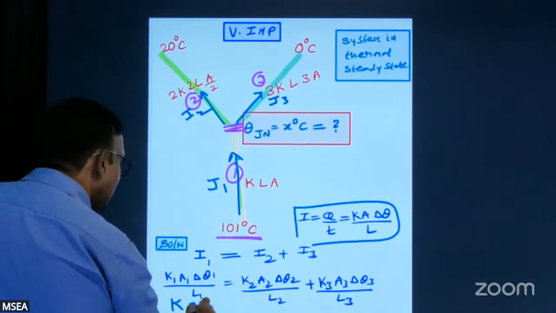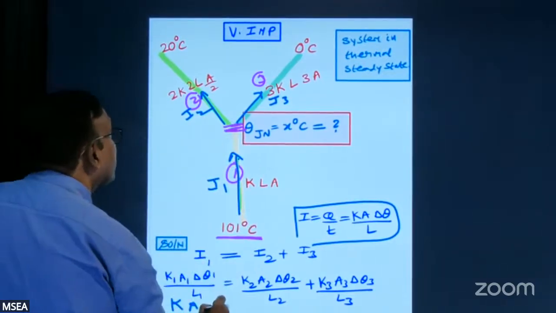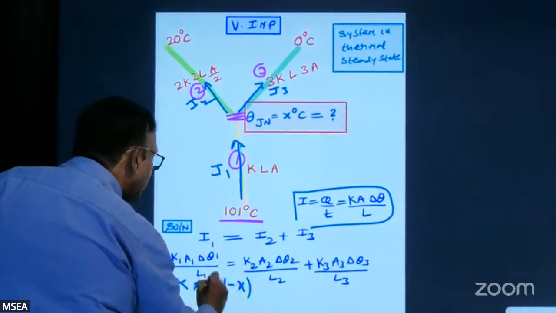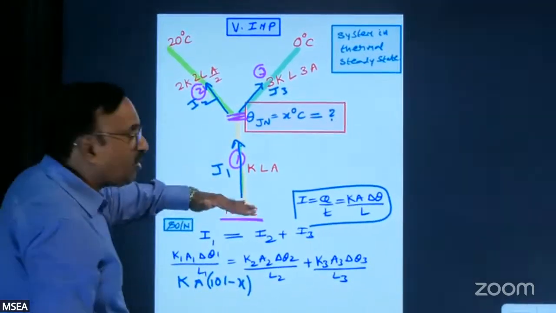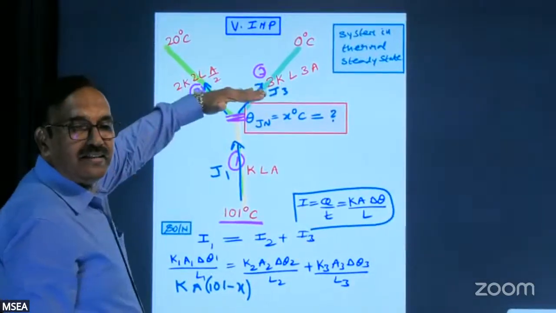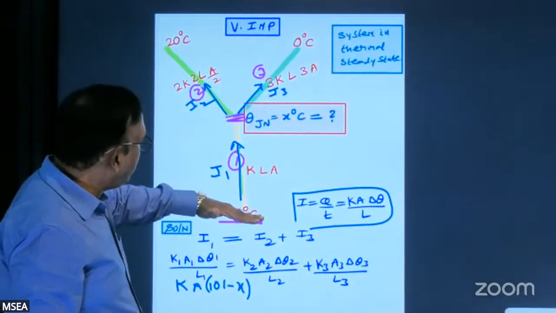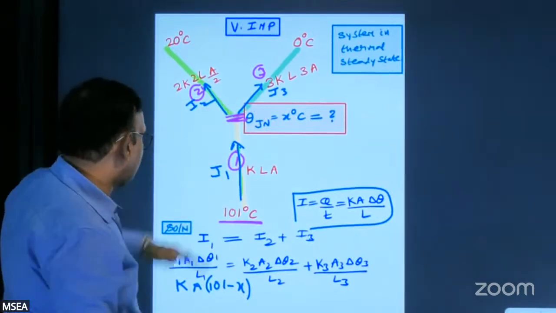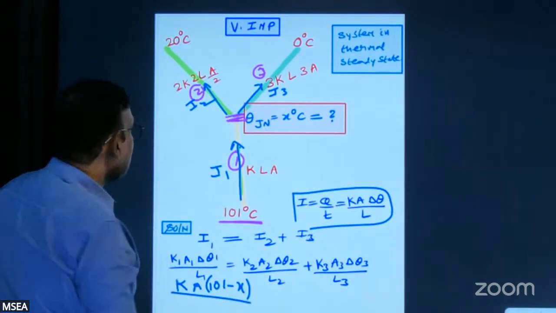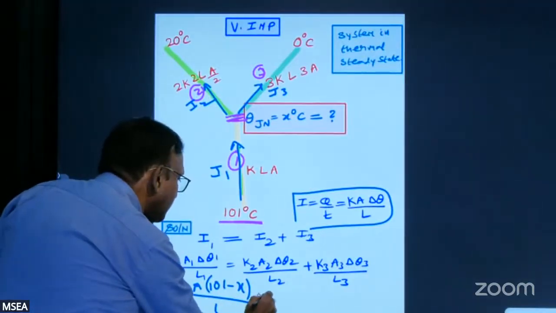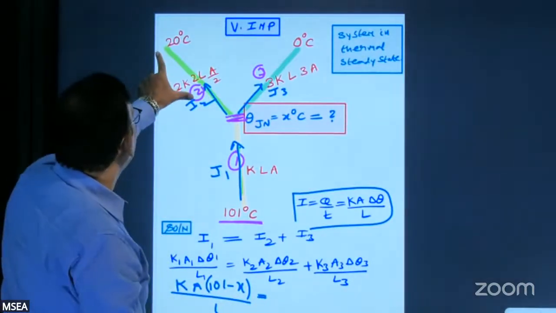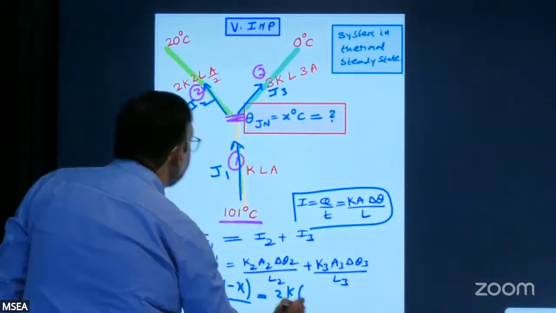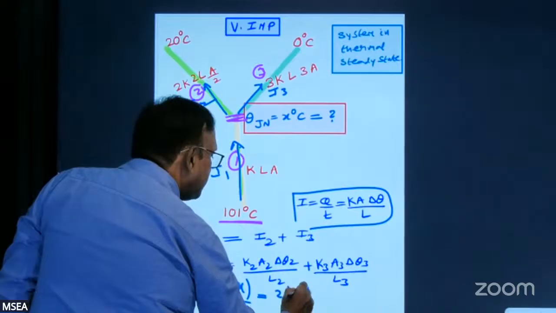Area is A. Delta theta is 101 minus X. Delta theta means higher temperature minus lower temperature. All of you know the heat current is going like this. Naturally, it flows from high temperature 101 to low temperature X, high to low, 101 minus X, divided by the corresponding length L, is equal to K2. Concentrate on the second conductor. K2 comes out to be 2K. Its area is A by 2.